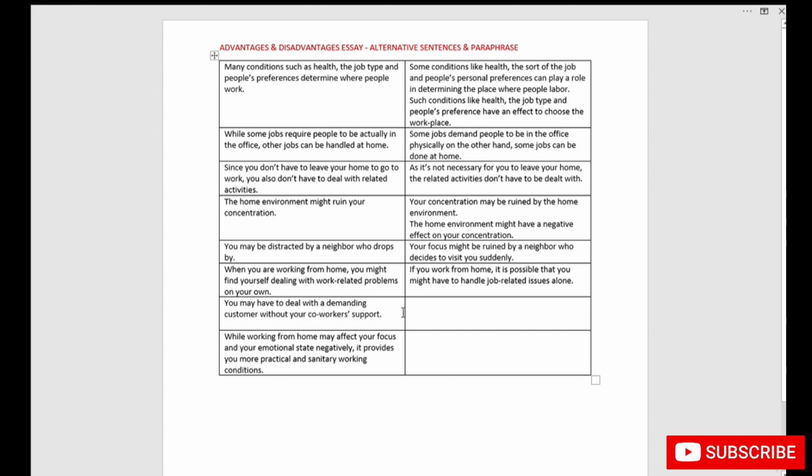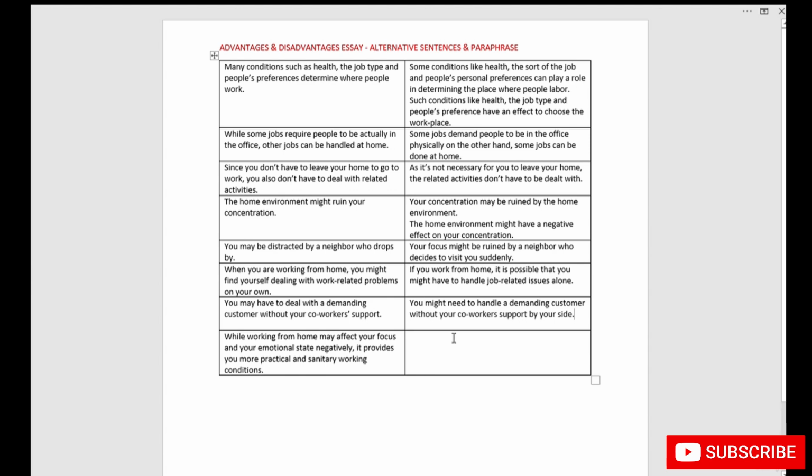And the next one, you may have to deal with a demanding customer without your co-workers' support. So I say, you might need to handle a demanding customer without your co-workers' support by your side. Also, you can say colleagues instead of co-workers.